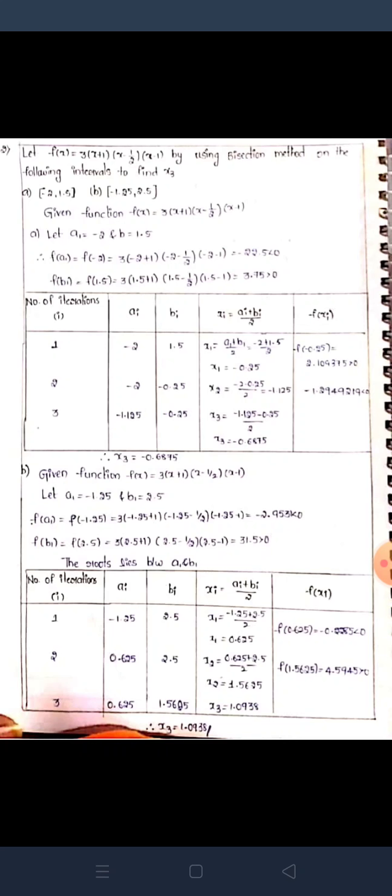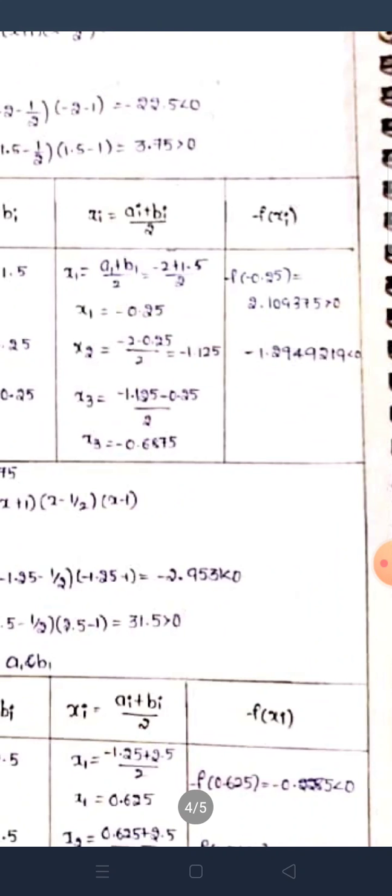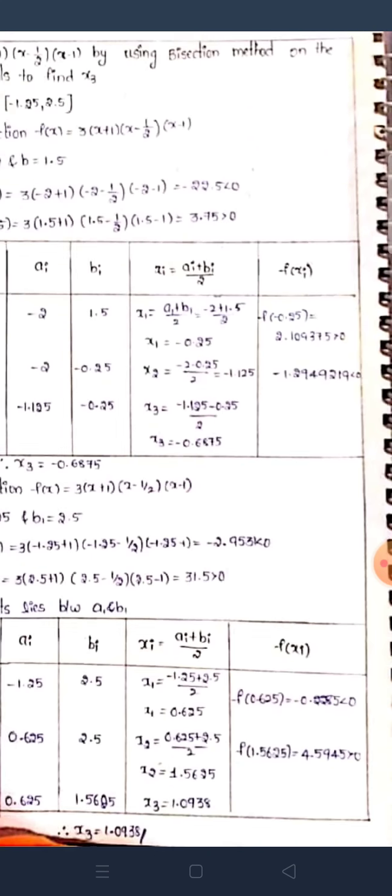Next, i equals 2, a2 equals minus 2 and b2 equals minus 0.25. x2 is equal to a2 plus b2 by 2, which is equal to minus 2 minus 0.25 by 2, which is equal to minus 1.125. f of minus 1.125 is equal to minus 1.2949219. This is less than 0.